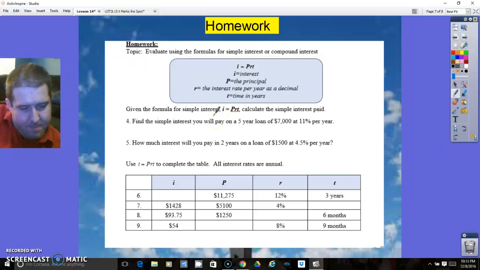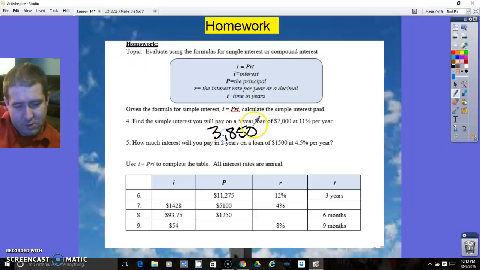7,000. Try that again. Times 0.11. And then multiply that by 5 years means you'll have to pay $3,850 of interest. And then you can say, well, you add that to the original loan amount, means you're going to have to pay a grand total of $10,850. But that's how much interest you're going to have to pay.